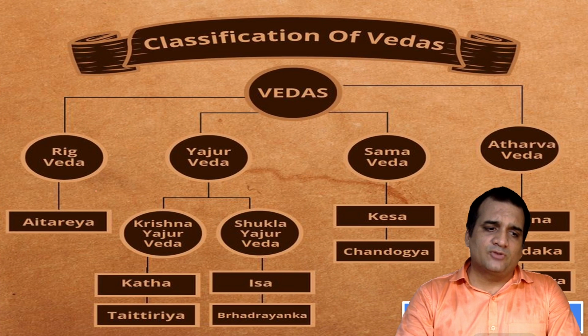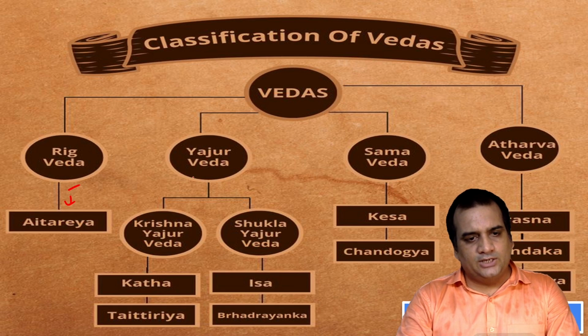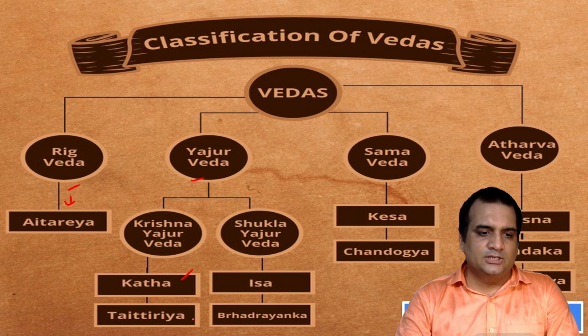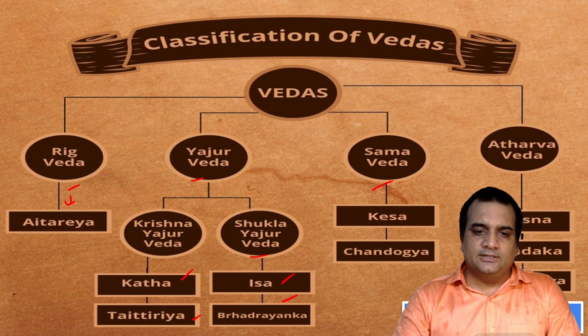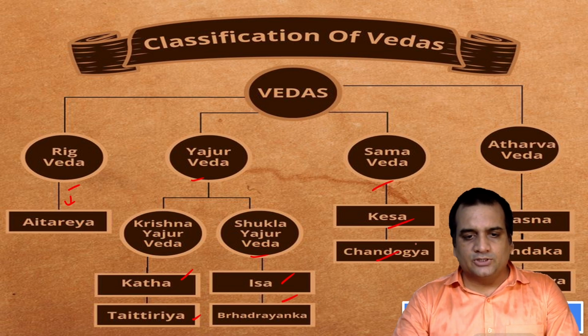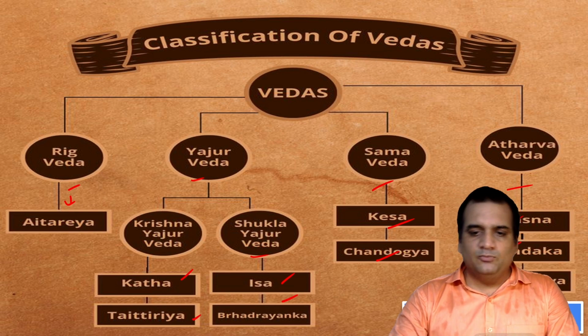Classification of Vedas we have already seen. From the Rig Veda, you'll see a set coming out, that's the Aitareya Brahmana. Then the Yajur Veda, you'll see the Krishna Yajur Veda and the Sukla Yajur Veda. From the Krishna you'll see the Katha Upanishad or the Taittiriya. From the Sukla Yajur Veda you'll see the Isa Upanishad or the Brihadaranyaka. Then the Sam Veda, you'll see the Kena Upanishad or Chandogya Upanishad. Atharva Veda, you'll see Prashna, Mandukya and Mundaka Upanishad.